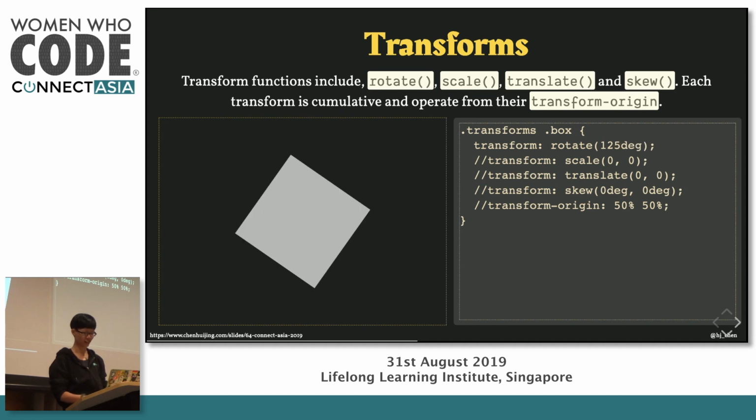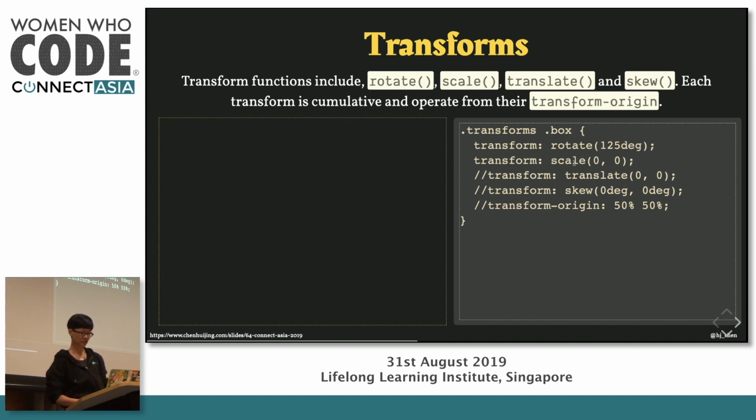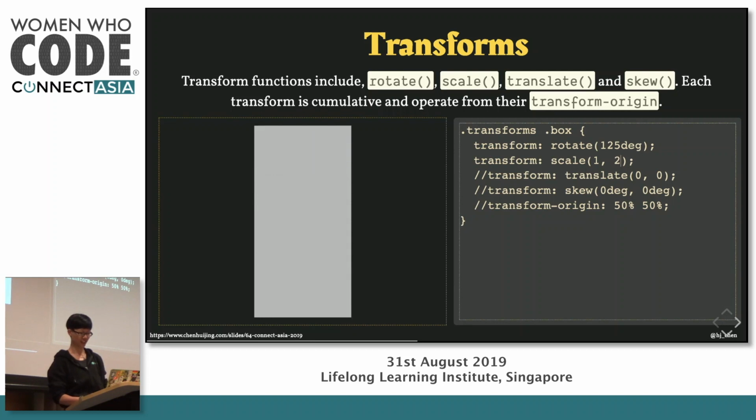You can do it however you want. You can scale the box. Scale 0 means nothing. So scale 1, scale 2. You can scale along the x and y directions also. For scale, it's comma separated: first value for the x dimension, second value for y.